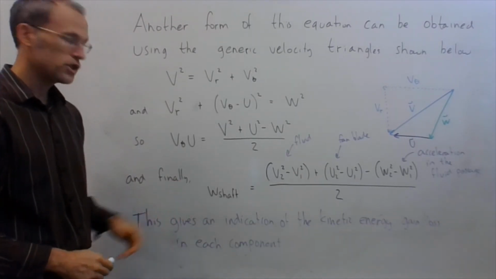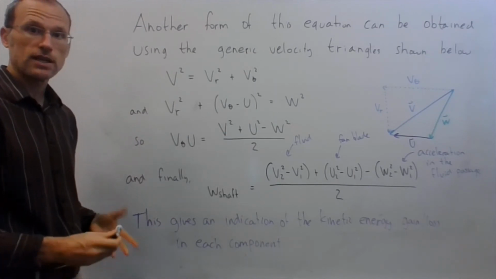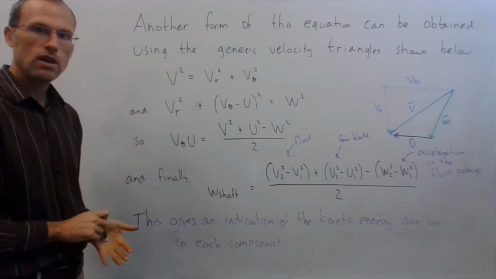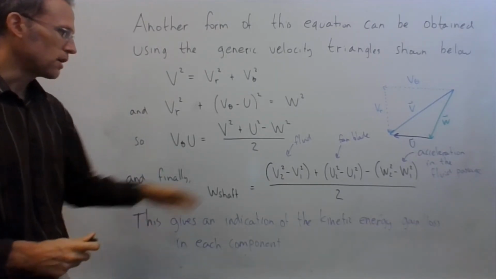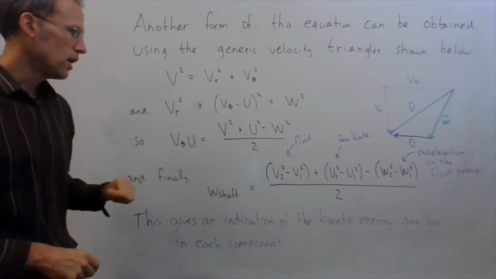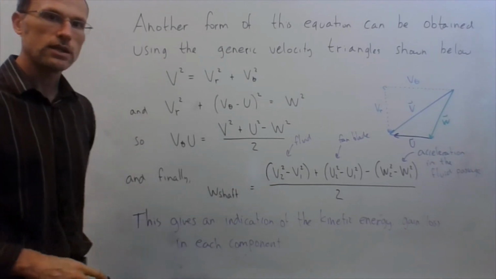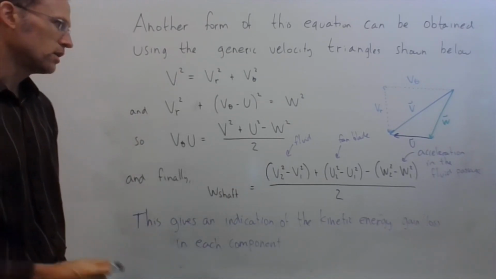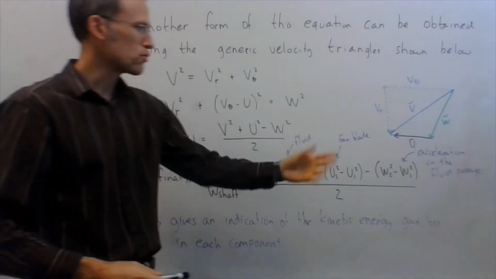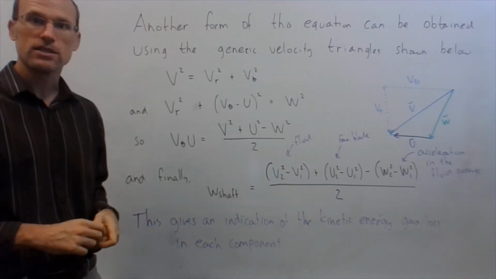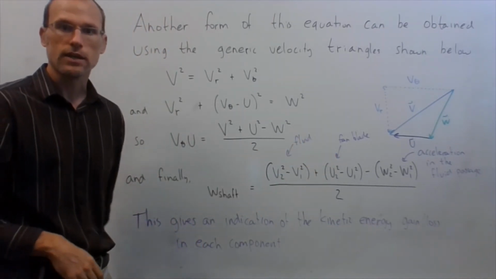The advantage of this equation is that it gives an indication of the kinetic energy losses or gains through each component of the system. My V's are for the fluid itself, V2 squared minus V1 squared, basically the difference in kinetic energy of the fluid. U's are for my fan blades, and then the W's represent what happens inside the fluid passage, so any acceleration going on inside there.